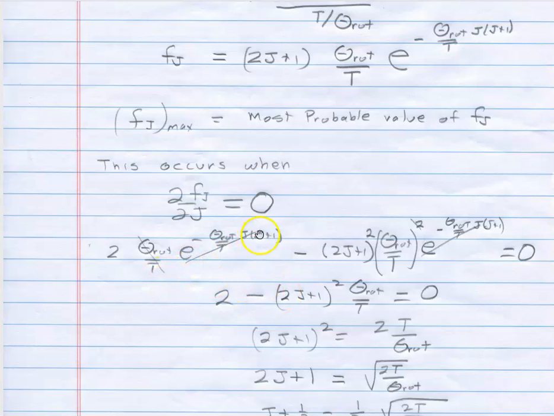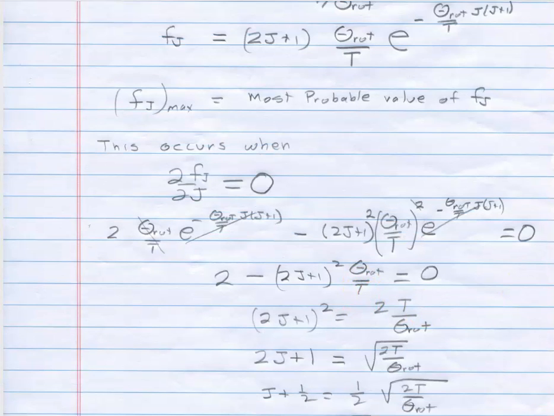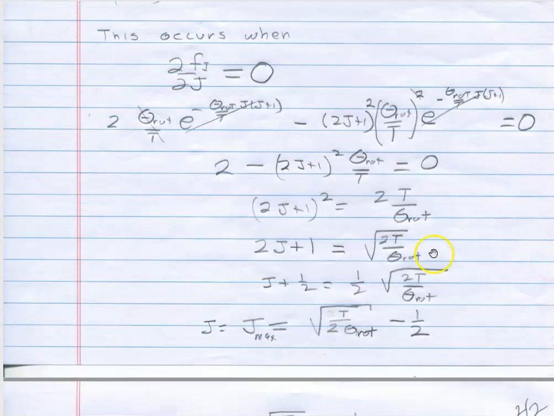You get some cancellation. The exponential factors go out. One of these powers here will cancel one here. And so everything has gone out on this term, and you just get a factor of 2 and a 2J plus 1 squared. One of these is canceled out from this one here, and so this is just theta rotation over T. And now I solve that for J. What did I do? I brought the 2 over to this side and then multiplied through by T divided by theta rotation. I took the square root of both sides.